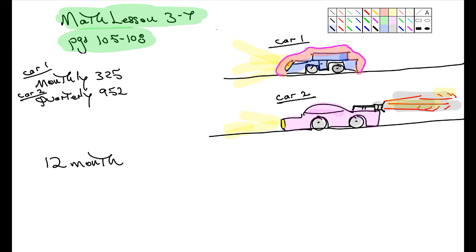And they give us two amounts. There's a monthly amount, which is $325, that's this one right here. And then the quarterly amount, which is $952.